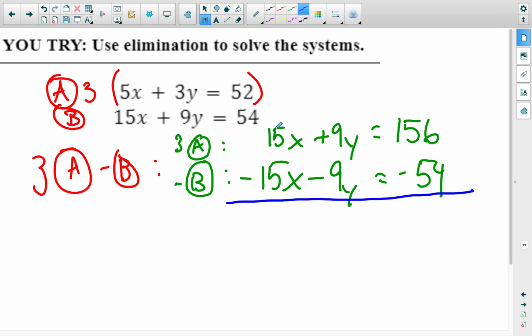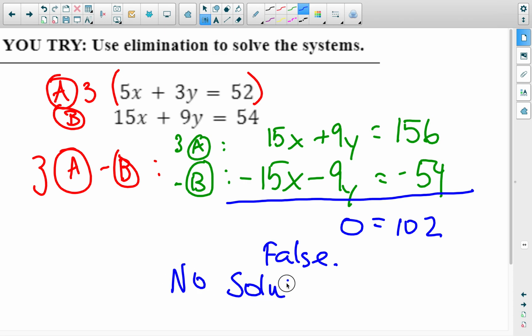add these together. Okay, so 15x minus 15x gives me 0x. 9y minus 9y gives me 0. So both of my variables canceled out here. 156 minus 54 equals 102. That is false, meaning that this system has no solution. So these lines would be parallel if we graphed them.